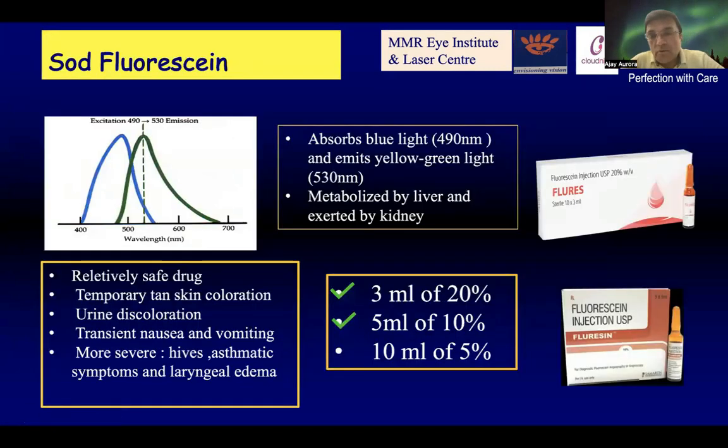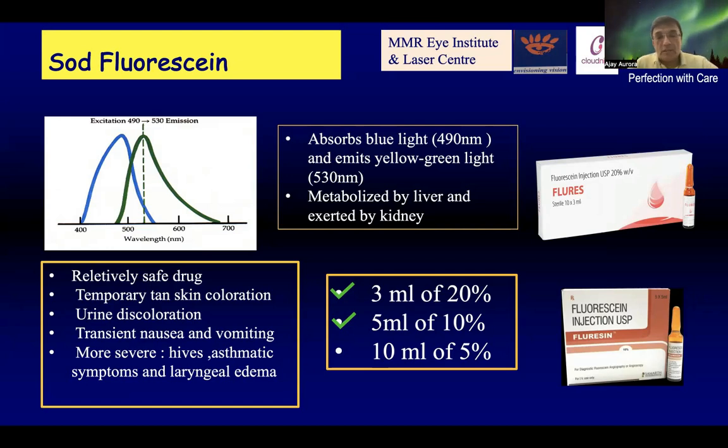Now, let's look at fluorescein angiography a little bit more. Sodium fluorescein is basically a safe drug. It can temporarily cause tan discoloration of the skin, which is temporary, of course. The urine that day will be yellowish green in color. You must tell the patient, because the patient goes home and suddenly finds the urine to be yellowish green, and the patient gets very disturbed.